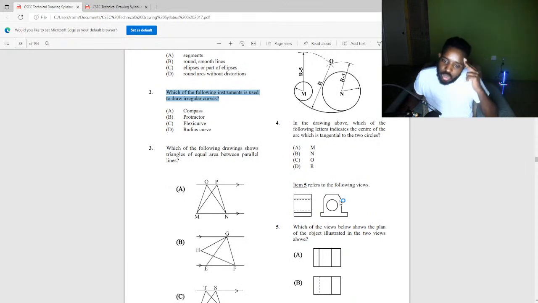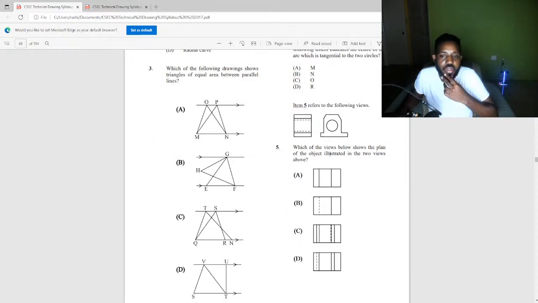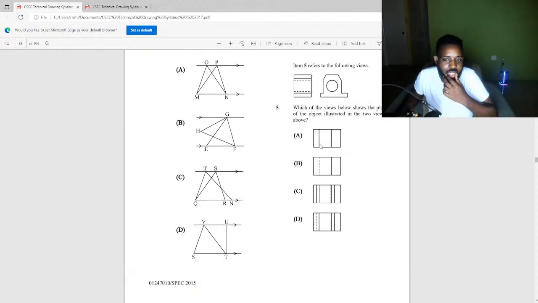Number 5. It says here that item 5 refers to the following views. So item 5 refers to these 2 views right here. It says, which of the views below shows the plan of the object illustrated in the 2 views above? So number 5 here shows the plan of the 2 views. The plan is what you see when you're looking down on this. So it has to be over here.